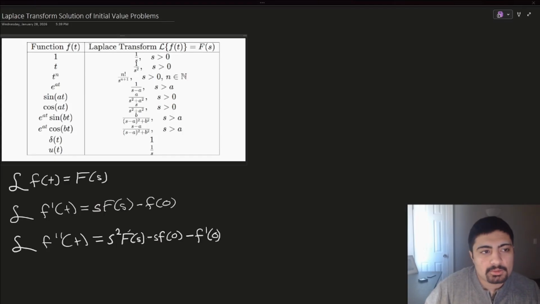Dear all, now let's work on some Laplace transform solution of initial value problems. On the left-hand side, we have a Laplace table where we have functions and their respective Laplace transforms. We can figure out the inverse Laplaces by going from right to left, and the Laplace will be from left to right. So, for example, if we saw 1 over s squared as in the second row, our function would be t for the inverse Laplace.